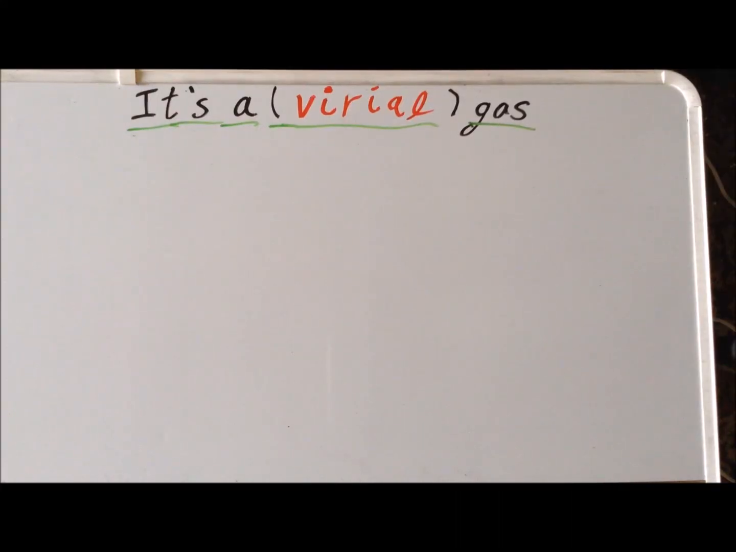Hello. In this video, we are going to recast the van der Waals equation of state as the virial equation to third order and then determine the virial equation constants B and C in terms of the van der Waals constants a and b.